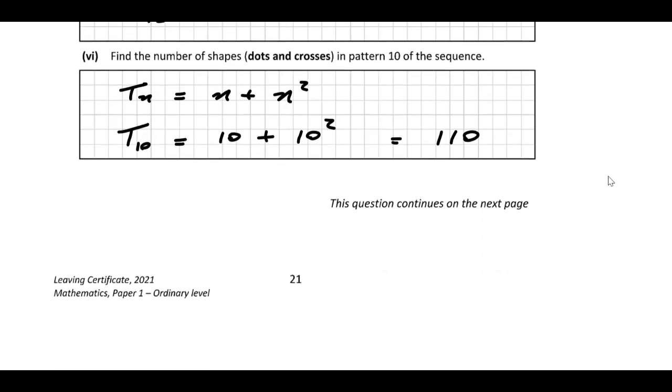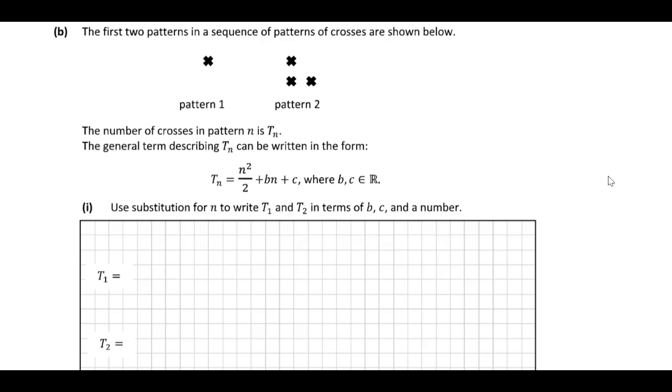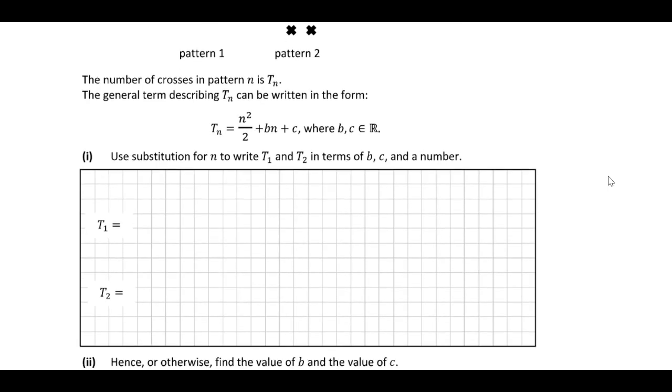And that's it there. The first two patterns in a sequence of patterns of crosses are shown below, pattern 1 and pattern 2. Okay, the number of crosses in pattern n is Tn. The general term for describing Tn can be written like this here. Tn is equal to n squared over 2 plus bn plus c. Use substitution for n to write T1 and T2 in terms of b and c. So T1 is going to be 1 squared over 2 plus b times 1 plus c. So that's just a half plus b plus c.